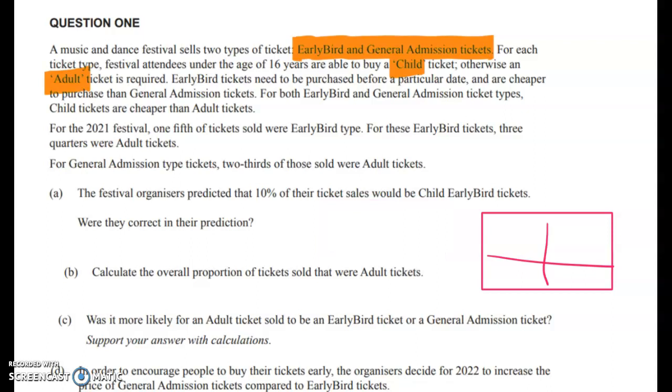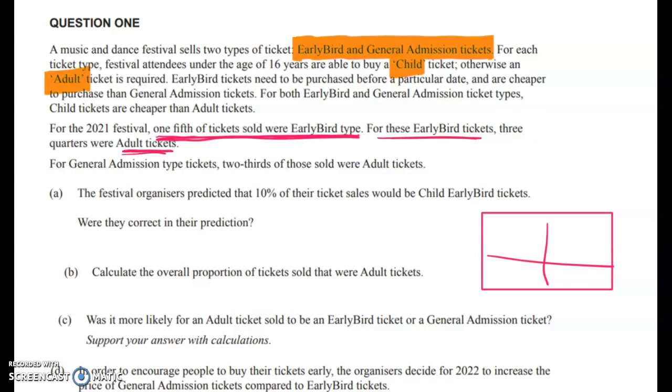But as you keep reading, you'll see that you get given some conditional probabilities, right? And by that, I mean that you get told that, first of all, 1/5 of tickets were early bird tickets. So that immediately is making me think I'm going to be doing a tree diagram, and let's see. So 1/5 were early bird. That means that the rest must be general admission. And then for these early bird tickets, 3/4 were adult tickets.